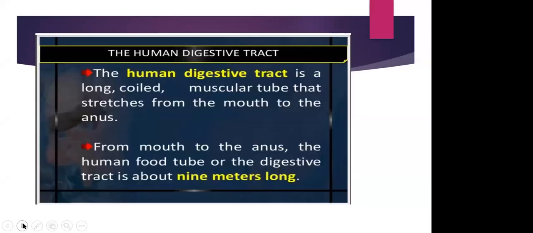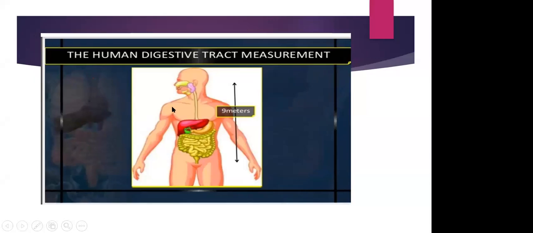Look at this screen, children. The human digestive tract is a long, coiled, muscular tube that stretches from the mouth to the anus. That is the alimentary canal. So it starts with the mouth and ends with the anus. The human food tube, or the digestive tract, is about 9 meters long, a coiled pipe. Look at this picture, children. So this is the length of the alimentary canal.